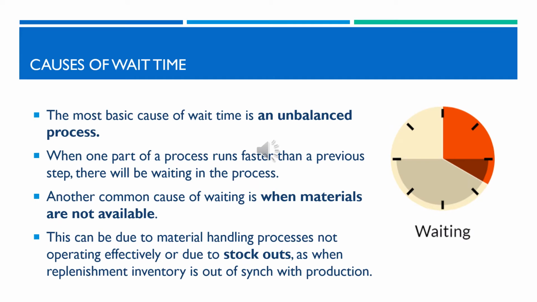The most basic cause of wait time is an unbalanced process. When one part of a process runs faster than a previous step, there will be waiting in the process. Another common cause of waiting is when materials are not available. This can be due to material handling processes not operating effectively or due to stockouts, as when replenishment inventory is out of sync with production.